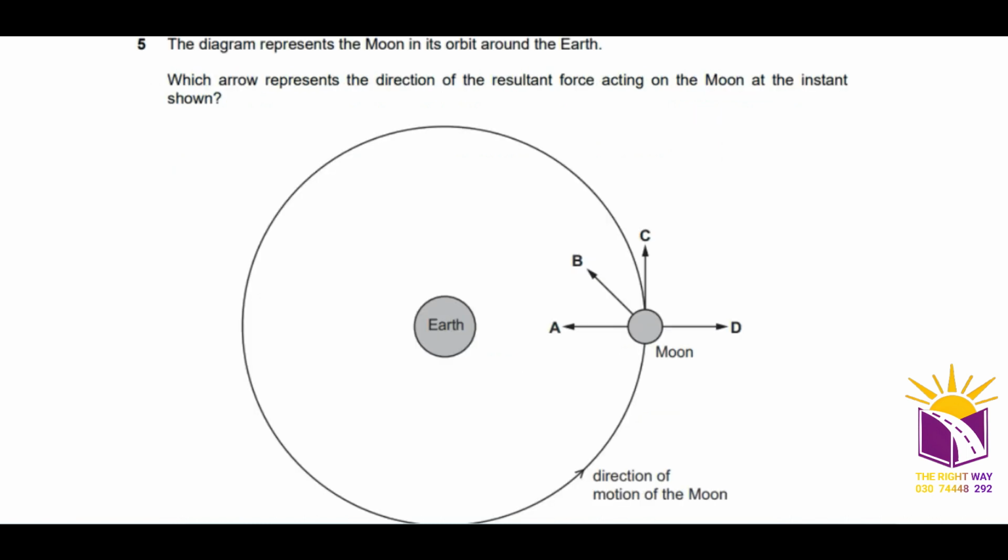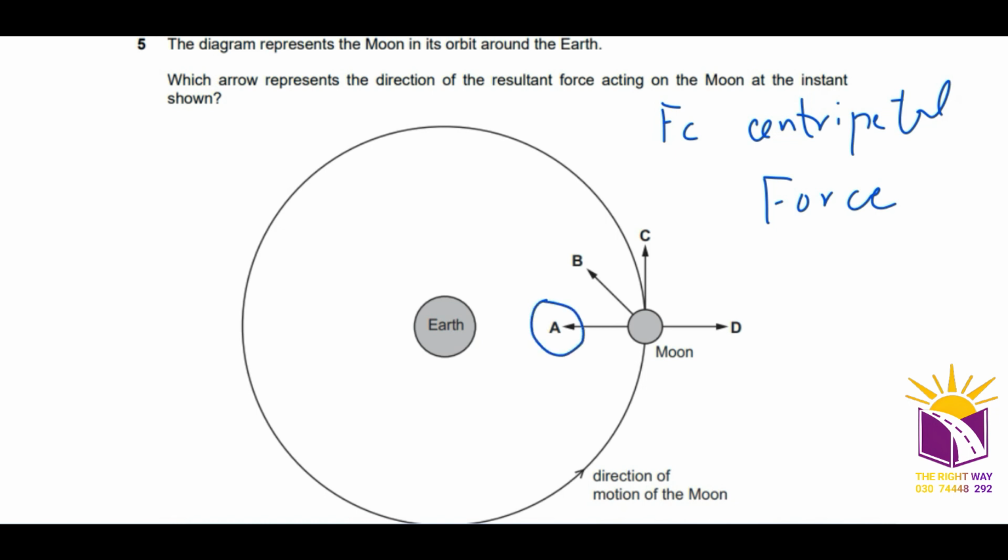Question number 5. The diagram represents the moon in its orbit around the earth. Which arrow represents the direction of the resultant force acting on the moon at the instant shown? When a body moves in a circular path, a continuous force, centripetal force Fc, acts on the body that moves the body in a circle, and this force is always directed toward the center of the circle. So A is the right option, because this force is directed toward the center of the circle.